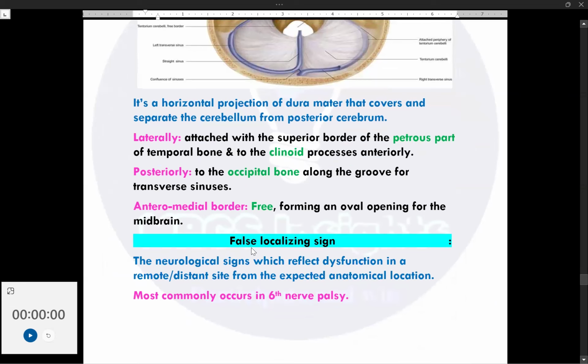And you have told nicely about the false localizing sign. These are the neurological signs that reflect dysfunction in a remote or distant site from the expected anatomical location. Most commonly it occurs in abducens nerve palsy.